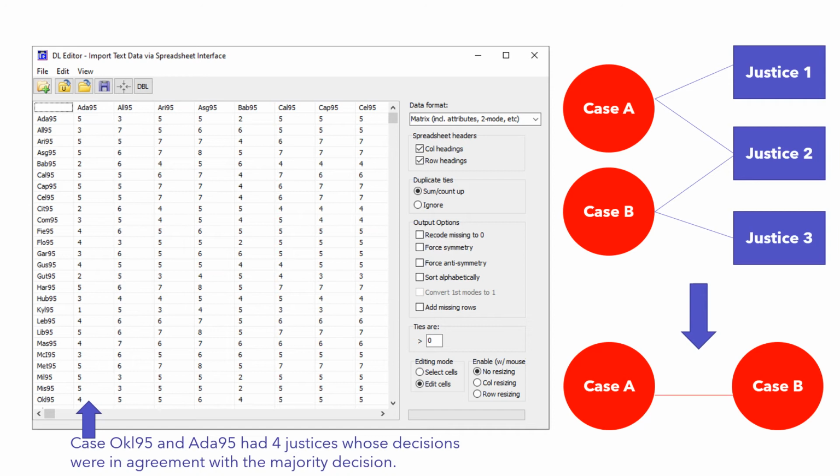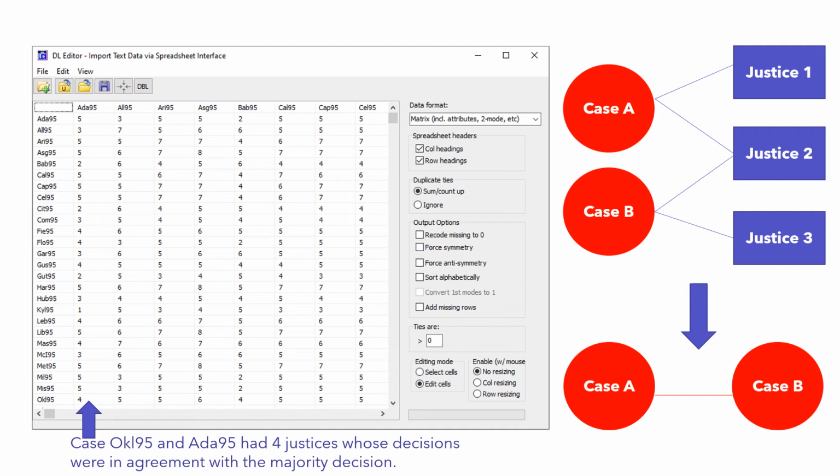What do the cell values mean in this matrix? Earlier in this video, we learned that to interpret cell values, you always go back to the meaning of the ties in the original two-mode network. What does the tie represent in the justice by case matrix? 1 means a justice decision on a case was in agreement with the majority decision in the Supreme Court.